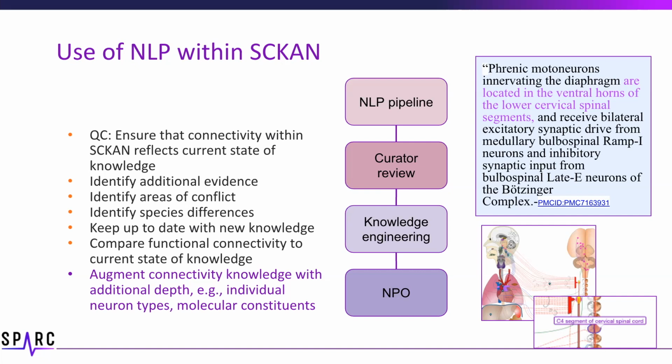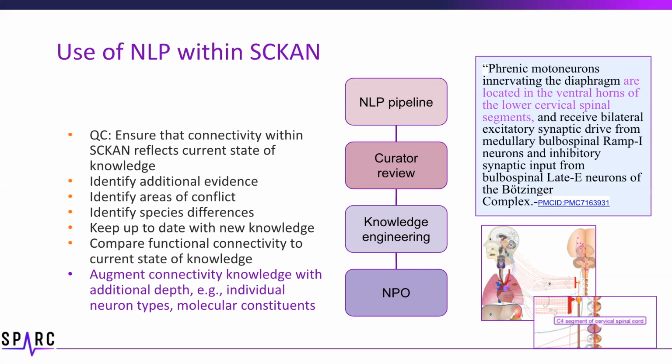It finds the sentences where connectivity information is there. That goes through a curatorial review process. And part of that curatorial review process is, does it exist already in an ApiNATOMY model? Does it exist on the flatmap? And if so, is it consistent with what is currently represented?